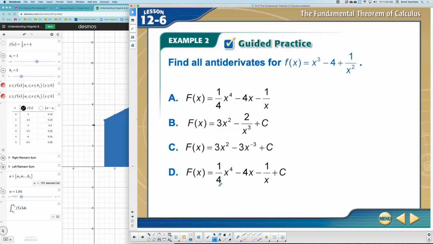All right, now I'll let you try one. Pause the video if you need more time. You are seeking to find all antiderivatives.